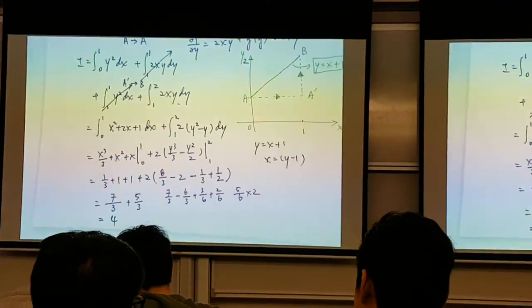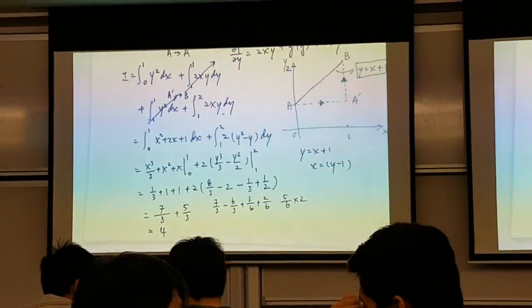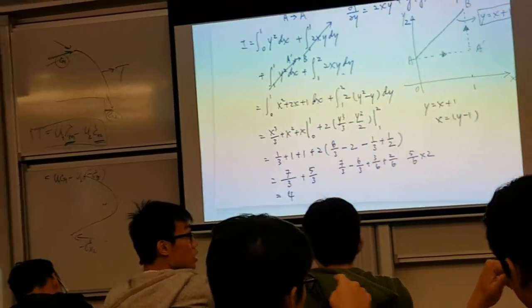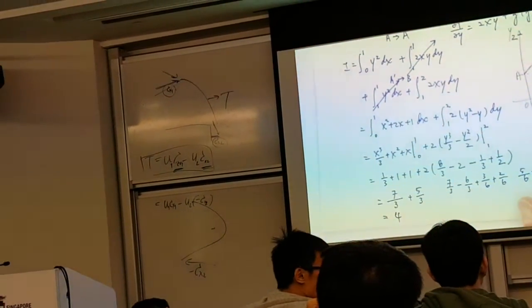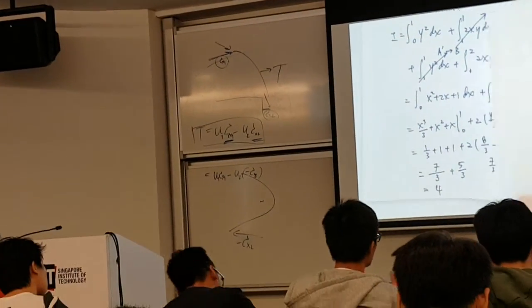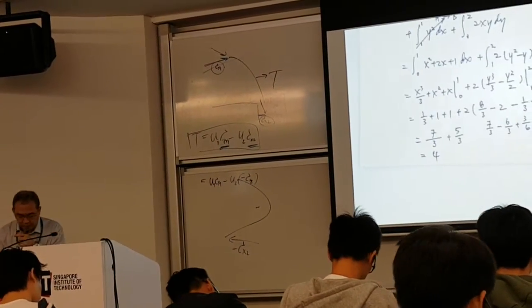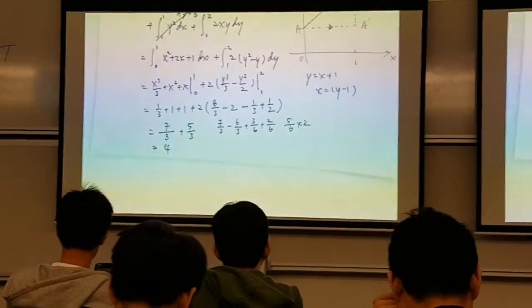Okay, so this is how we integrate it. This is basically A to A prime, and then from A prime to B. Very quickly, I'm going to show you what happens if I move directly. So what will happen if I move directly?